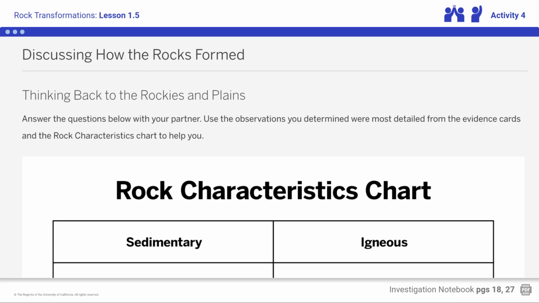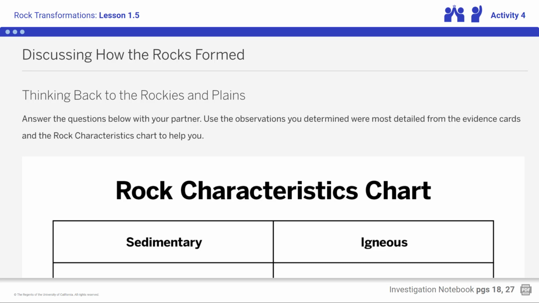Remember to answer the questions at the bottom of your screens once you've determined what type of rocks are in each location. What do the observations tell you about the types of rock formations in the Rocky Mountains? You might respond, they are igneous rocks. How did these rocks form? You might say, they formed when magma cooled. How did the observations tell you?